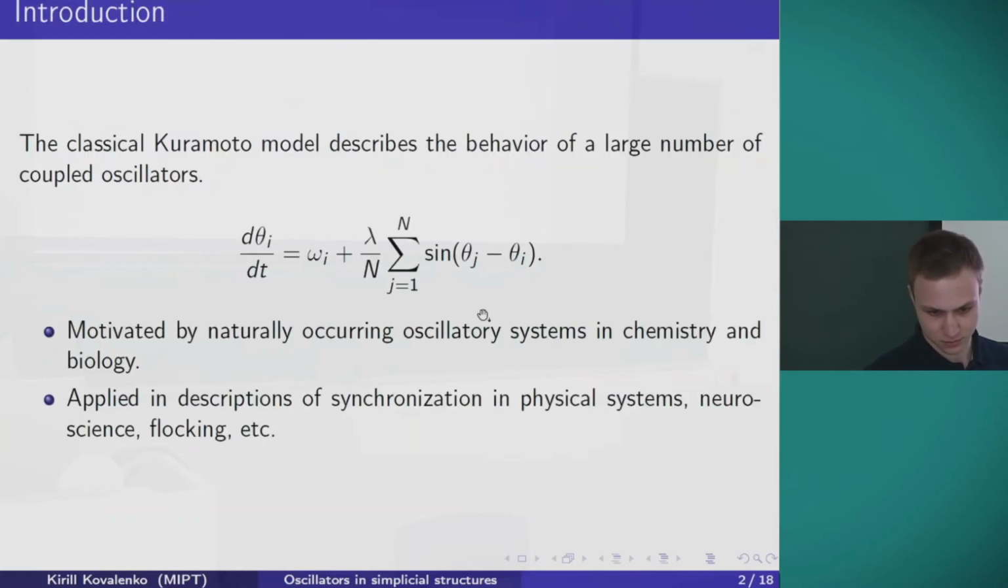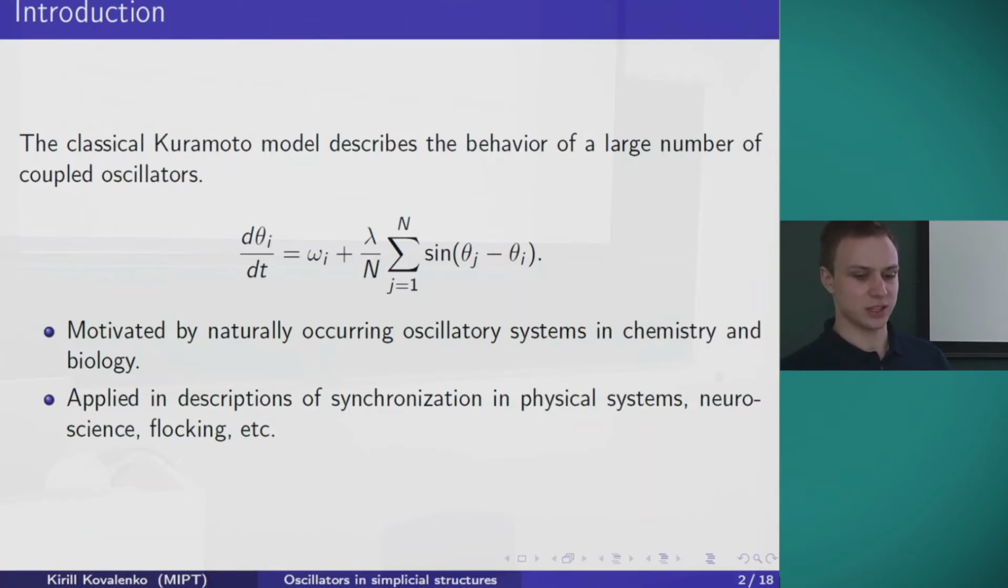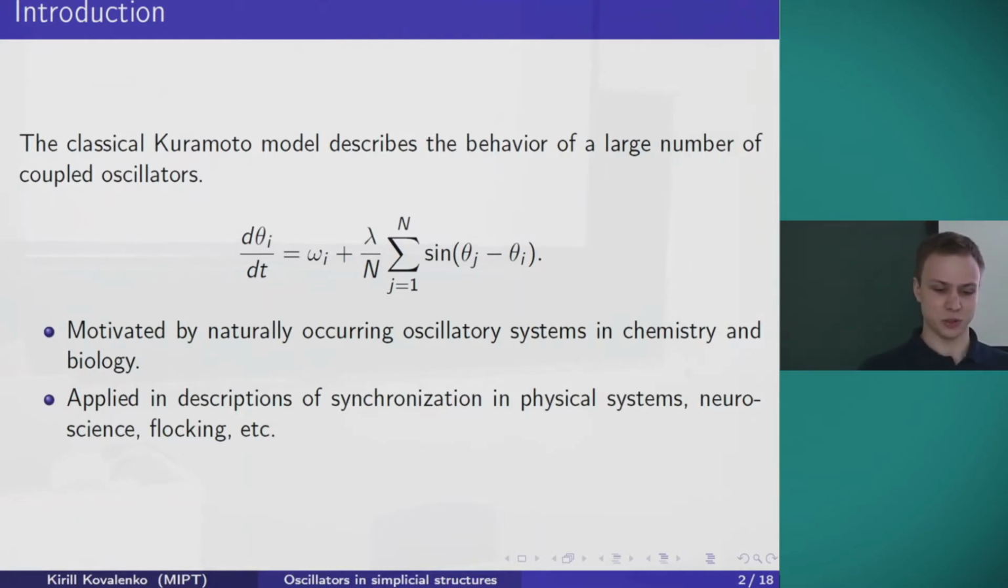I will talk about one model, which is the generalization of the classical Kuramoto model, which was introduced by Yoshiki Kuramoto in order to describe some synchronization scenarios in oscillator models in chemistry and biology. After that, it found a lot of applications in very different areas: physical systems, neuroscience, flocking of birds, drones, etc. In this system, every agent is described by its phase theta_i, has its own natural frequency omega_i, and is coupled with all other oscillators with some coupling strength lambda. It is the simplest variant of this model, the original one.